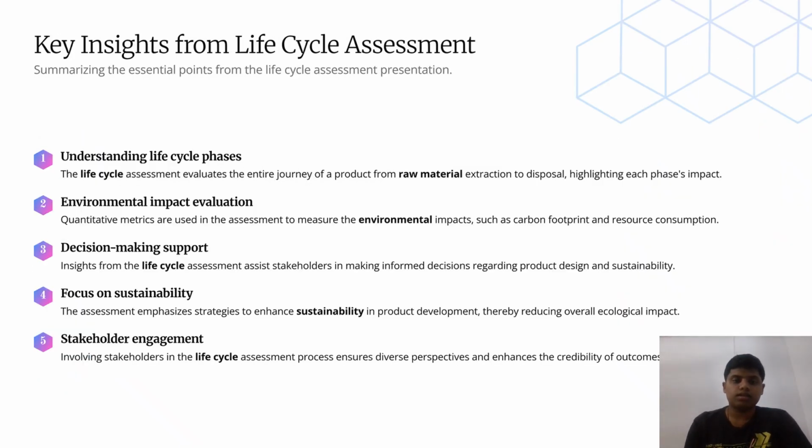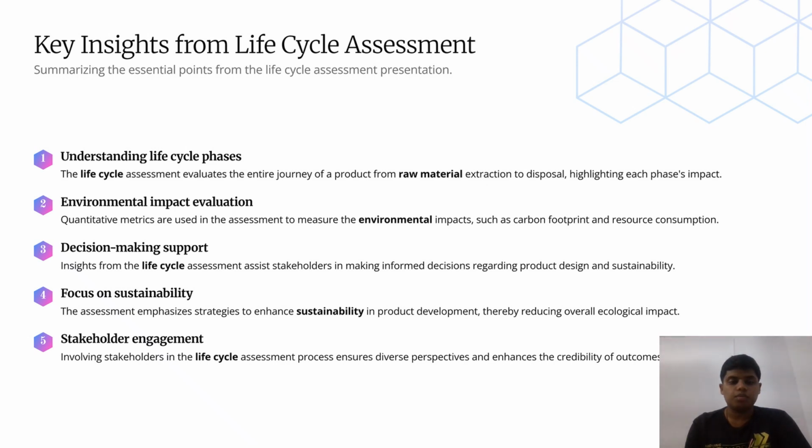Now the last one is key insights from life cycle assessment. First one, understanding life cycle phases. The life cycle assessment covers the entire journey of a product from raw material extraction to disposal, highlighting each phase's impact. Second one, environmental impact evaluation. Quantitative metrics are used in the assessment to measure environmental impacts such as carbon footprint and resource consumption.